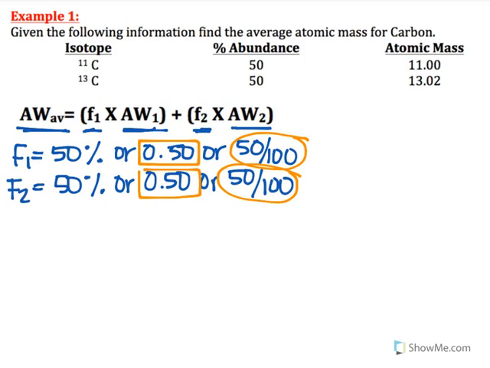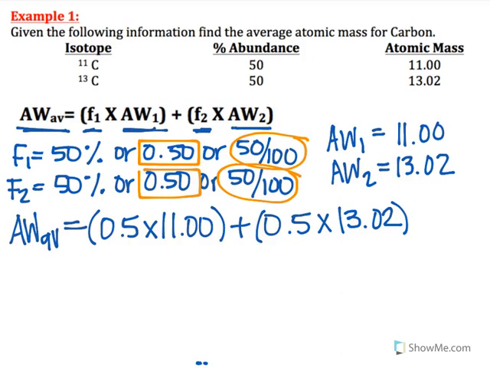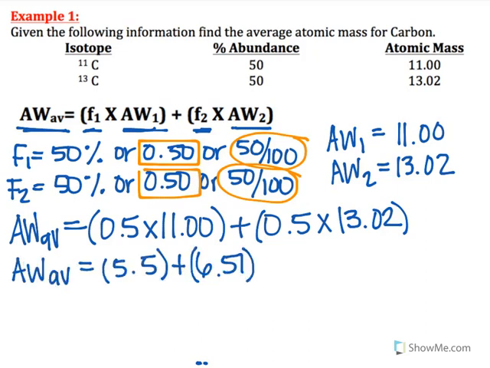I'm just going to write down the other givens. Atomic weight 1 equals 11 and atomic weight 2 equals 13.02. Now I'm just going to plug these numbers into our equation up there. And here I've plugged them in, just plugging and chugging, substituting in. I'm going to distribute the 50%, and I've simplified it to atomic weight average equals 5.5 plus 6.51. And doing simple addition, we see that our atomic weight average for carbon equals 12.01.